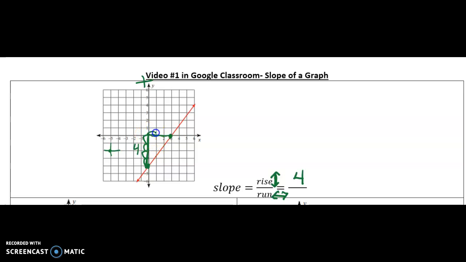And then I go right 1, 2, 3. I went in a positive direction, so that's a positive 3. So the slope of this line is 4 over 3, and we're going to keep it just like that.